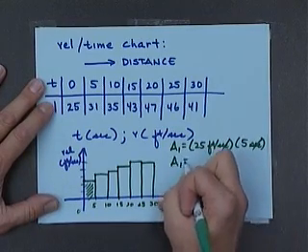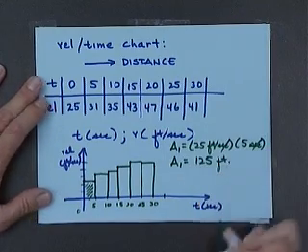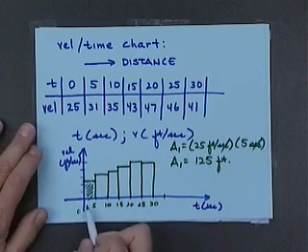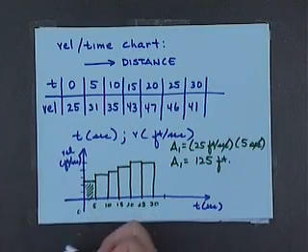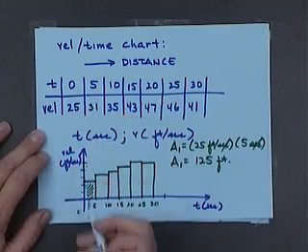So the area of the first rectangle is what? 125 feet. That's an estimate. That's the best we can do right now. That's an estimate of the distance traveled during the first 5 seconds for this thing, whatever it is, that has only 2 data points for us to deal with.